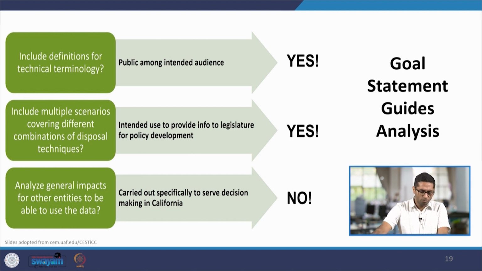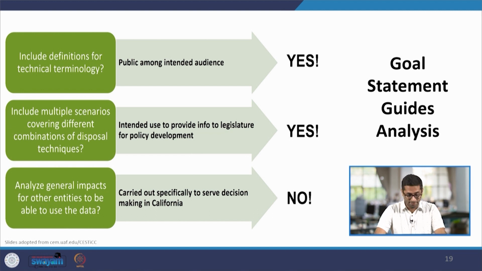Further, should I include multiple scenarios covering different combinations of disposal techniques? There could be multiple scenarios in which we are collecting the oil from different industries. There could be different sources, different collection mechanisms, different transportation mechanisms, different storage mechanisms, different conversion mechanisms. Do we do different kinds of scenarios to bring up, okay, this particular scenario might have more emissions, this particular scenario might have less emissions?